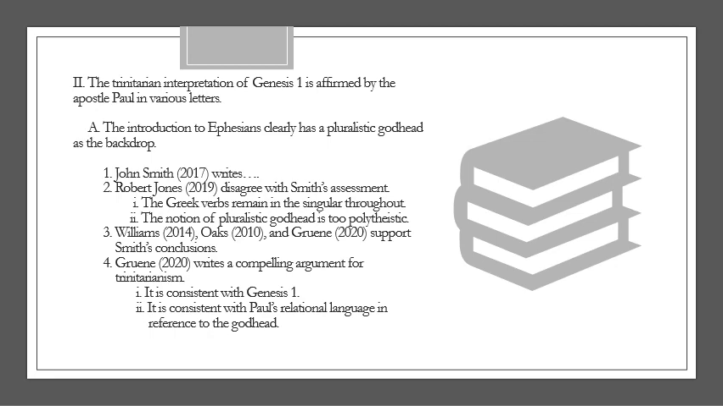Williams, Oakes, and Gruen support Smith's conclusion. And then a 4th point is Gruen writes a compelling argument for Trinitarianism, and then give me the points for that. You can see in this example, this is just one small little point of a 20-page paper, if you're doing M17, that shows that you have synthesized and brought the information together, have analyzed it, and have made decisions about what these passages mean.